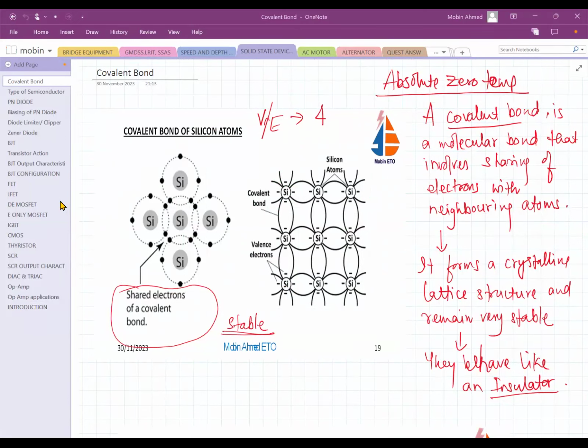Okay. So we have seen the introduction already. I have given you the introduction about this. Now, semiconductor, we'll see this covalent bond. Okay, what is this covalent bond?